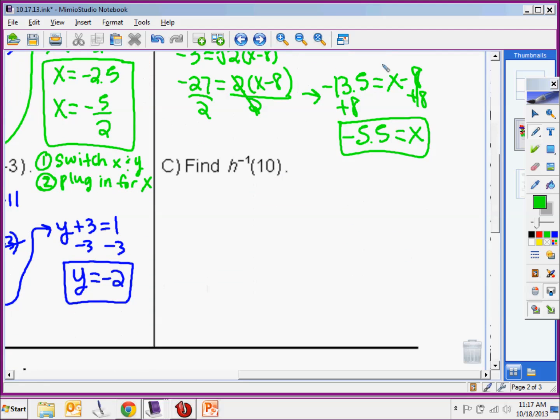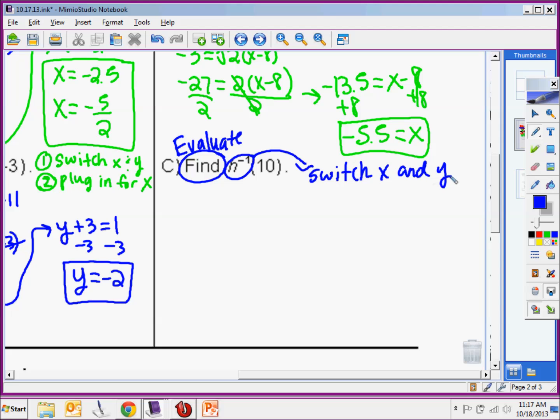Because if you did not understand that part, when we're about to do it again, you're going to be just as confused. Okay? What do we say find means? What do we say find means? Evaluate. It means to evaluate. However, this inverse tells us to do what before we evaluate? Switch x and y. So I have to switch x and y first.